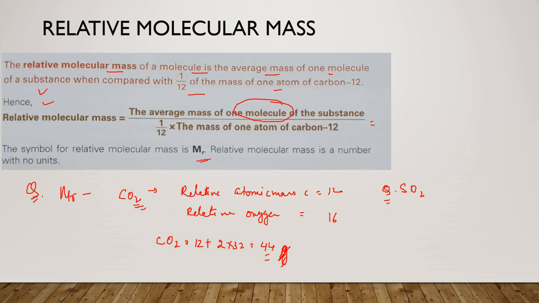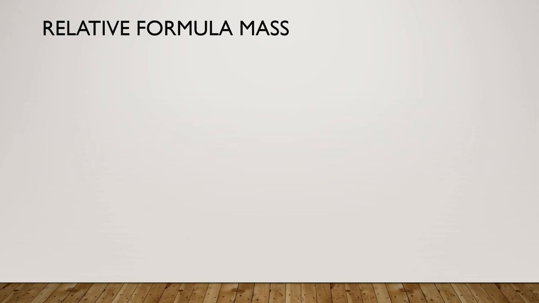So now we have done atomic mass, we have done molecular mass. What about ions? For ionic compounds, we give a name called relative formula mass. It is nothing but the same thing, but we talk only about ionic compounds. So let's solve the question. What is the relative formula mass for NaCl?